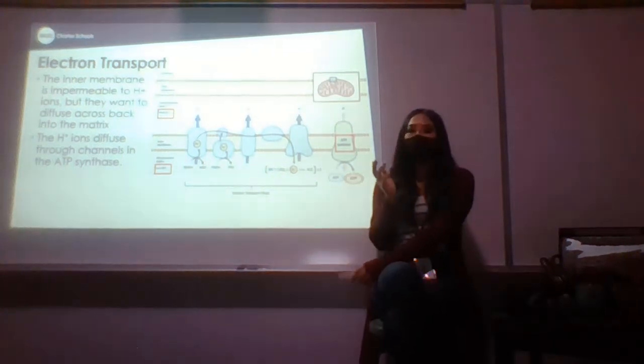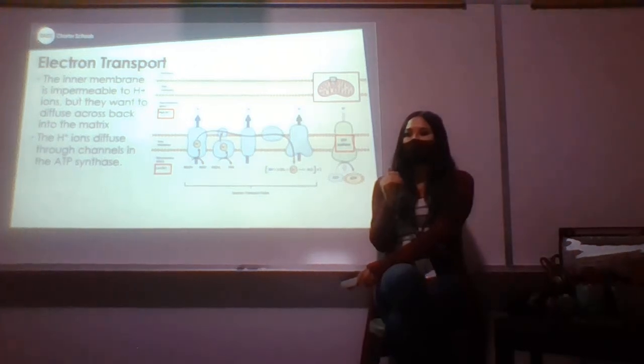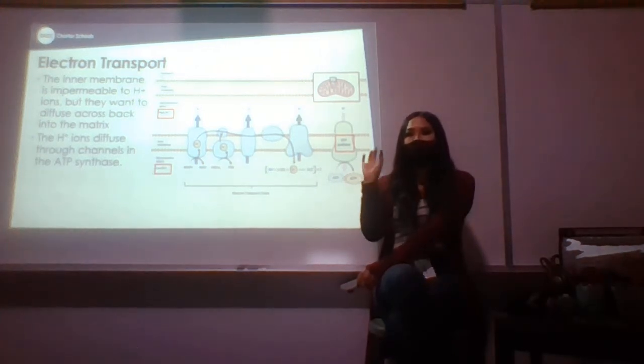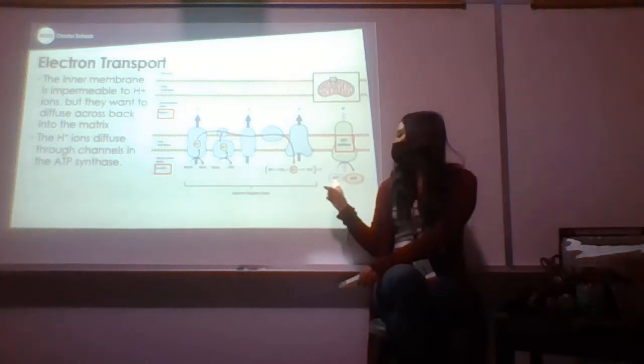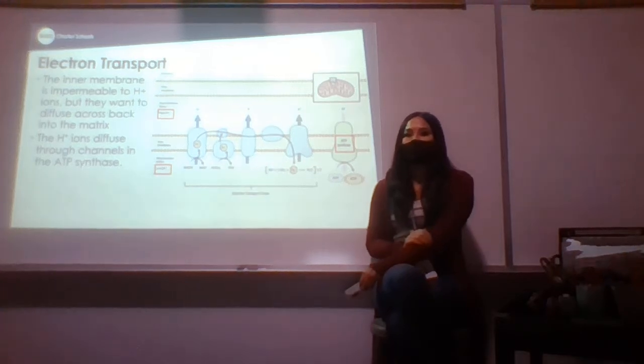And each time it goes through the ATP synthase, it's going to spin it, and that spinning of the ATP synthase is going to provide kinetic energy to add phosphate back to ADP to make it ATP. So I'll tell you how that happens on the next slide too.